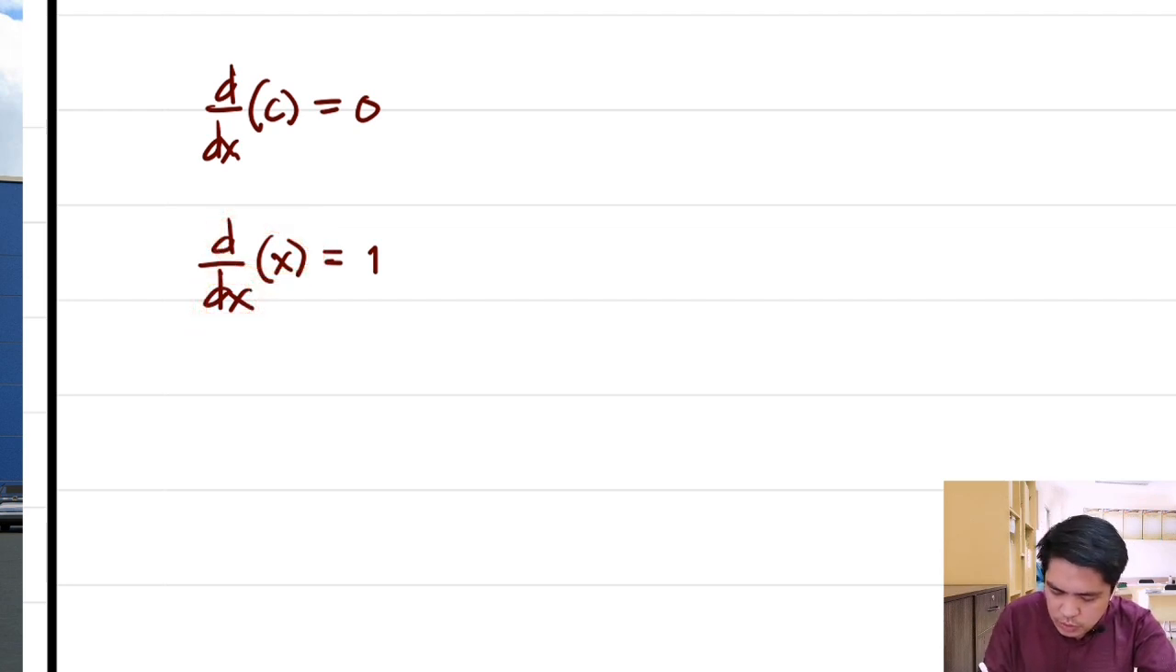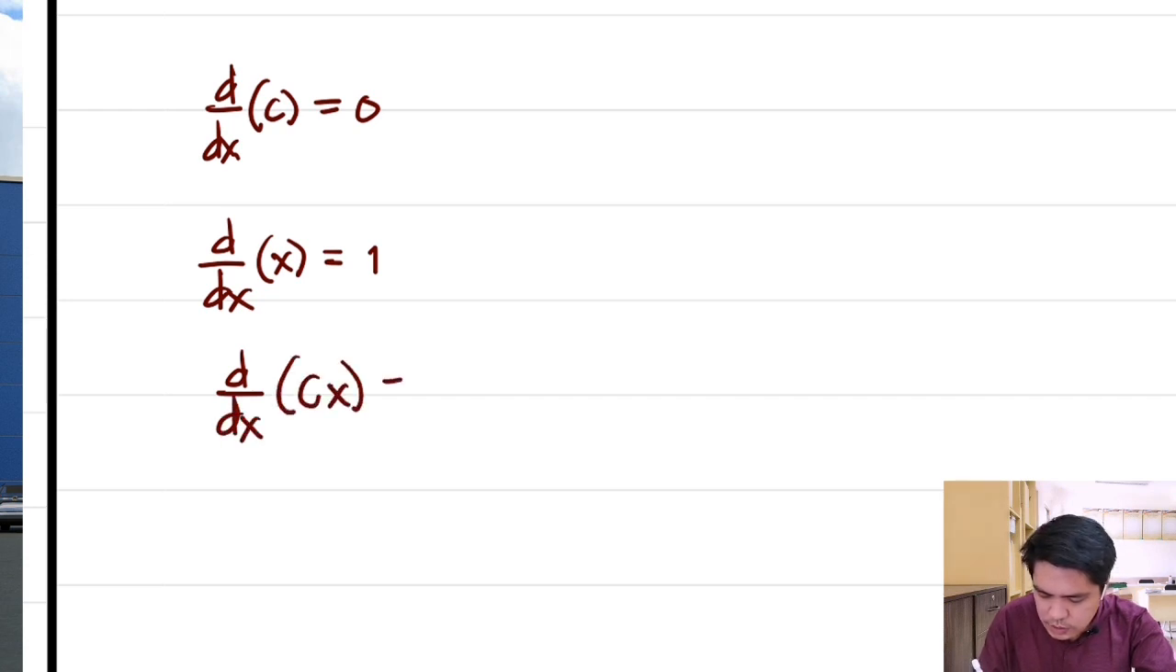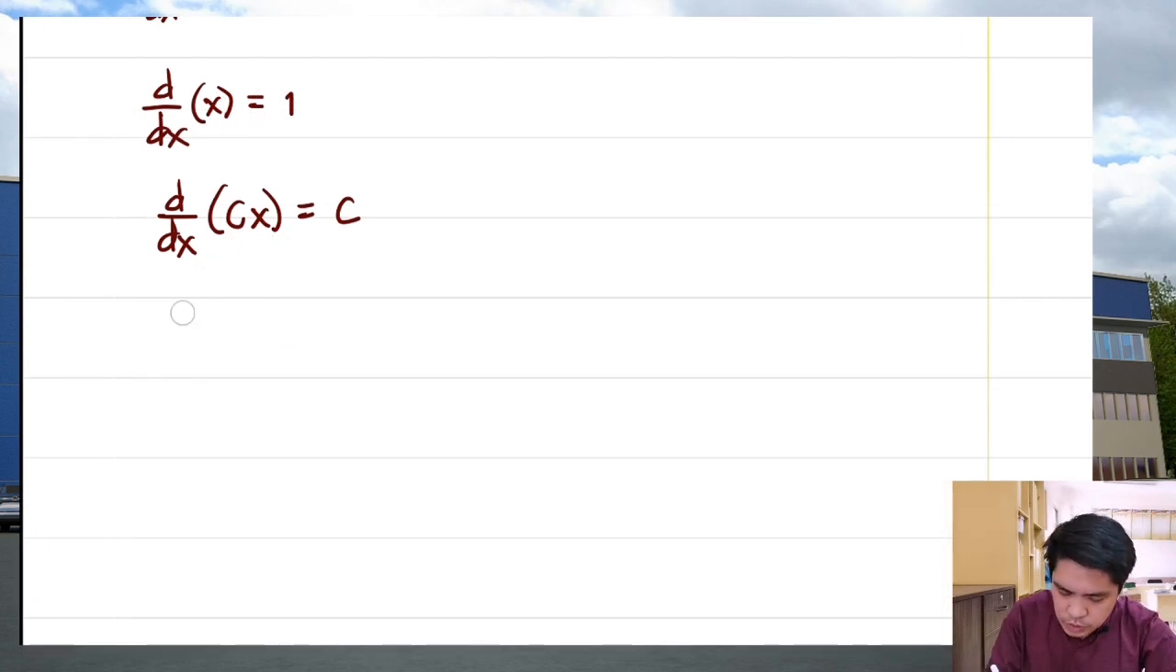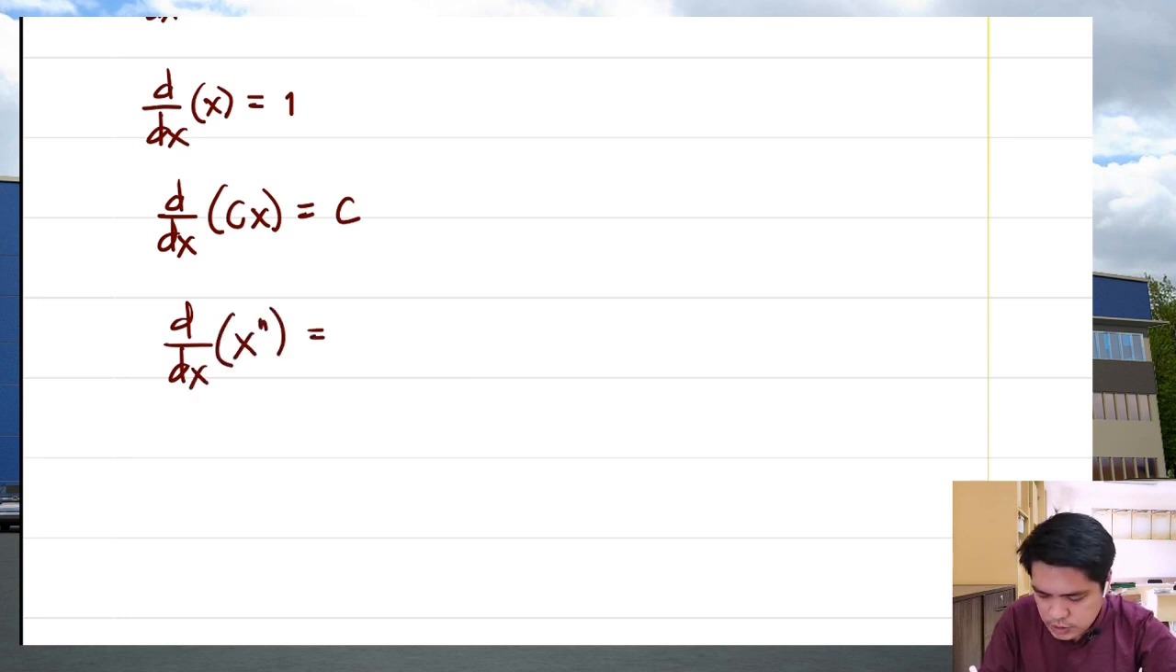Then we also learned that the derivative of a constant times x is just equal to the constant, because that would just be the constant times the derivative of x. And in the previous discussion, we also derived the formula in getting the derivative of x raised to n, which is just n times x raised to n minus 1. And we could also generalize this.